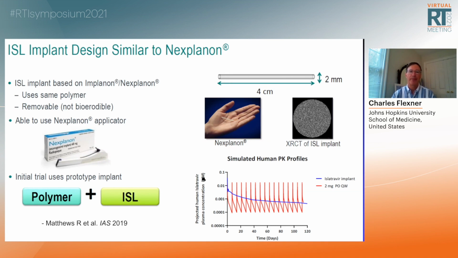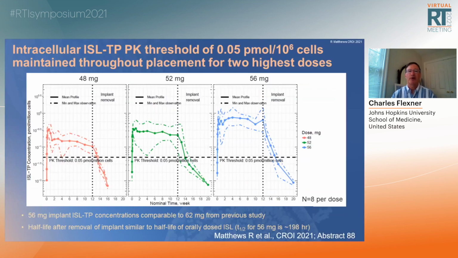for quite some time. The pharmacokinetics of the Islatrovir implant are illustrated in this figure from a presentation given by Randy Matthews at this year's CROI, showing that in 3 different dosages, 48 milligrams, 52 milligrams, or 56 milligrams, the Islatrovir implant produced triphosphate concentrations above the target of 0.05 picomoles per million cells throughout the entire 12-week duration of implantation in HIV seronegative volunteers.